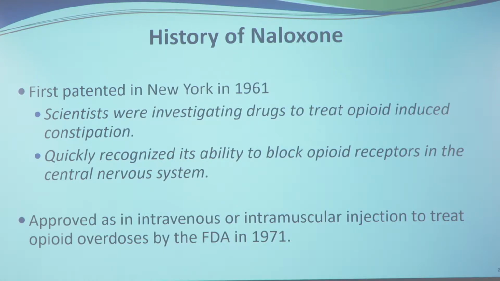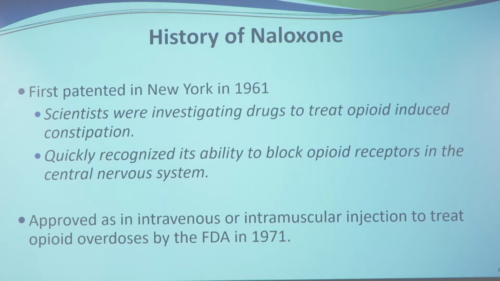And even now, they're still looking into that. There are drugs on the market specifically for chronic opioid-induced constipation. So that's what they were looking for when they came up with this drug. And they realized very quickly that it completely blocked or antagonized the receptors and prevented the opioid from working in the system. It wasn't approved for 10 more years by the FDA as an overdose reversal drug.